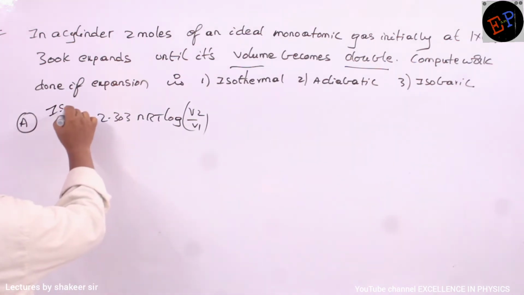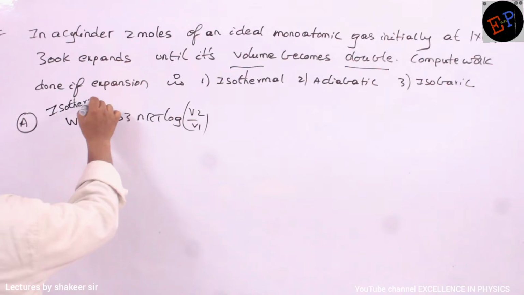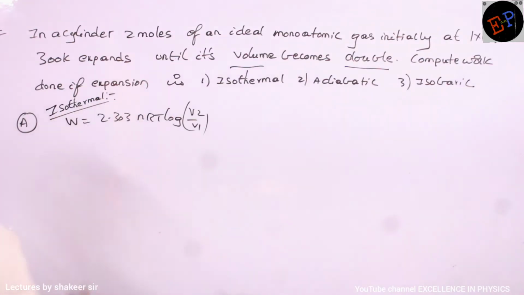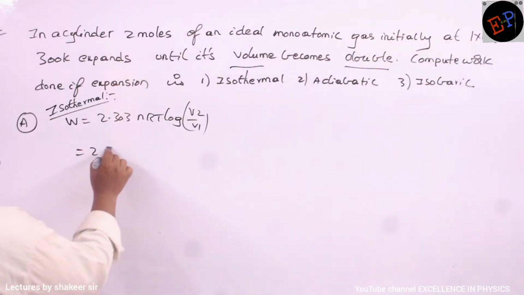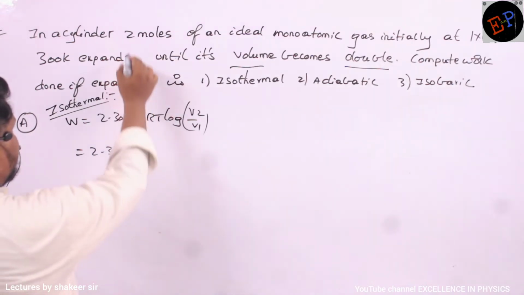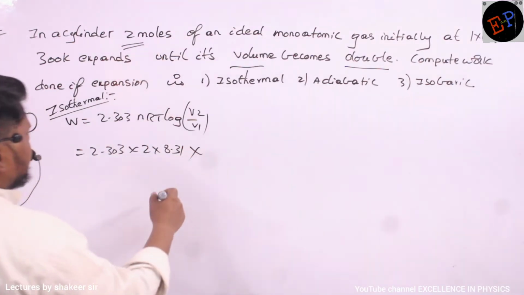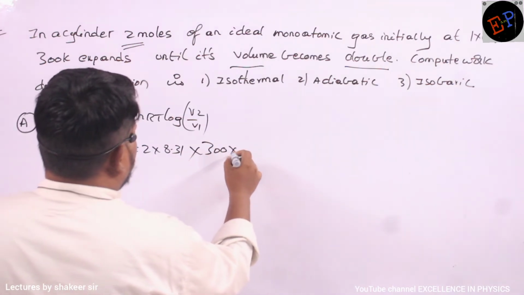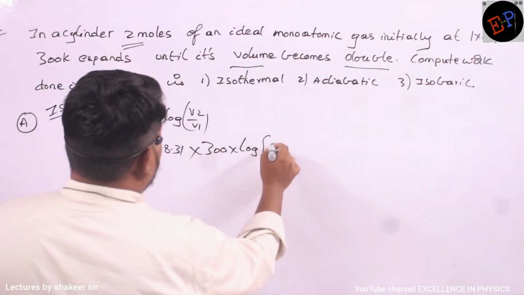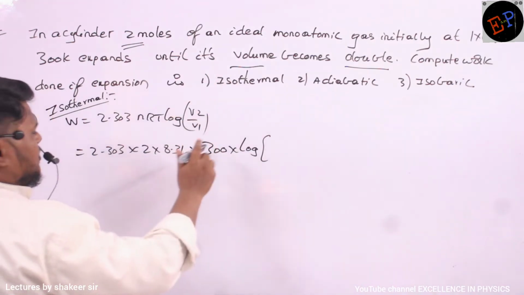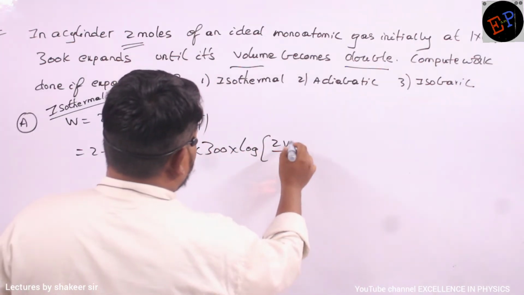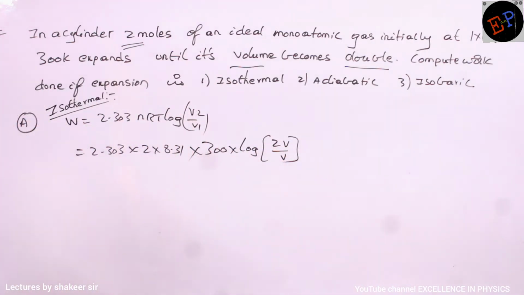So this is the work done in the isothermal process. Therefore it is 2.303. Number of moles is 2. R value 8.31. Temperature 300, multiplied by log of volume becoming double, so I will write 2V divided by V. Can I write like this? Initial volume is V, final volume is 2V.